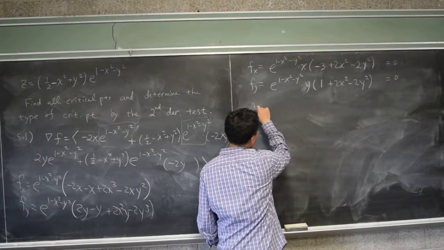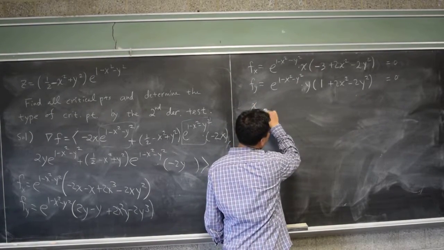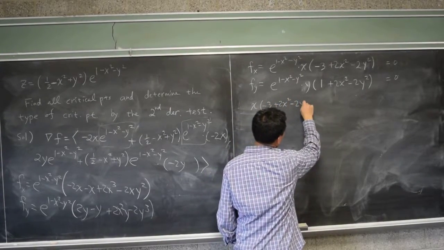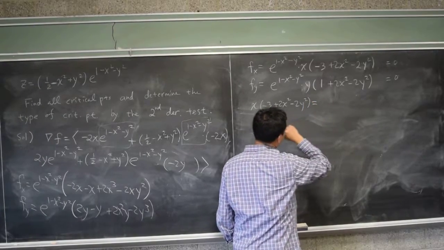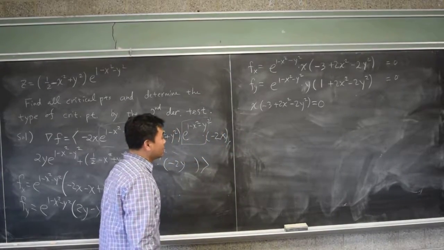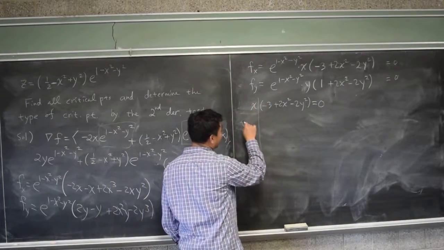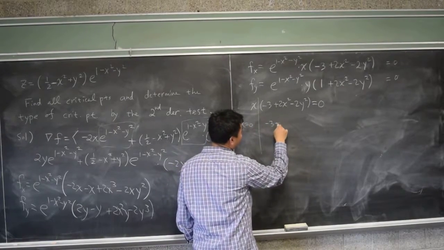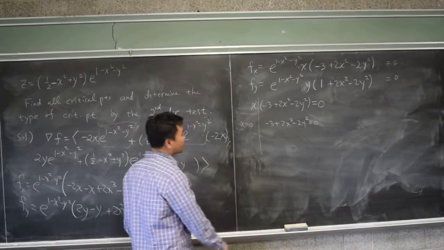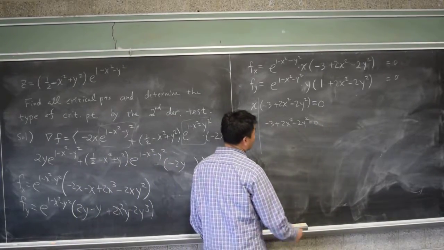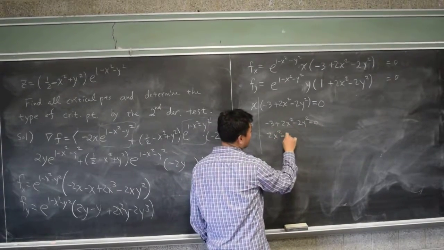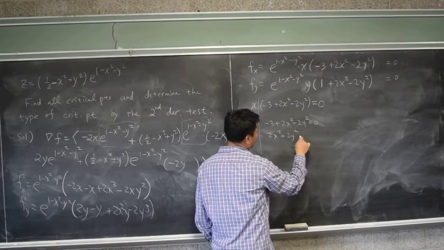Alright, let's see. Start with the first one. x times negative 3 plus 2x squared minus 2y squared is equal to 0. In that case, we have two possibilities. Either x is 0 or negative 3 plus 2x squared minus 2y squared is 0, in which case, you can move that negative 3 and 2y squared to the other side and say 2x squared is 2y squared plus 3.